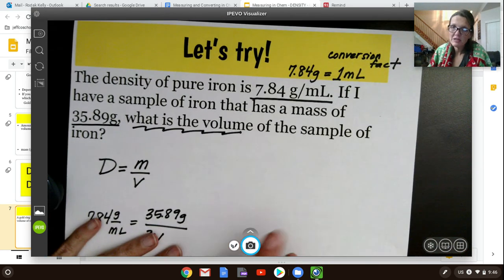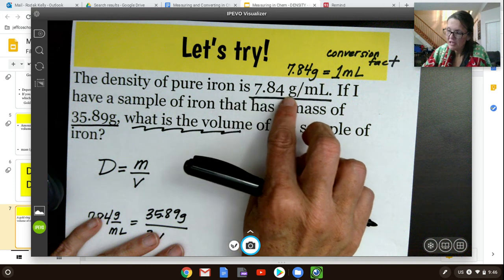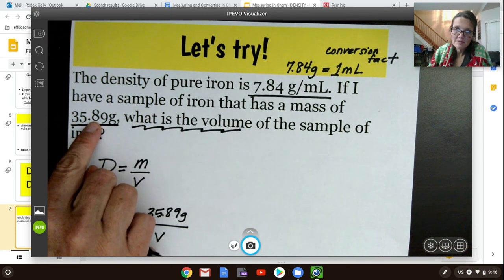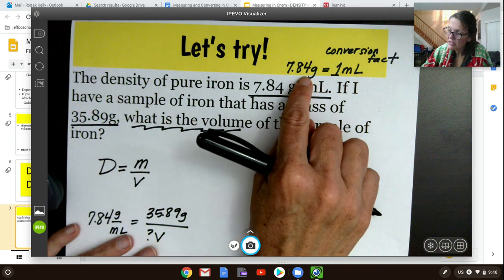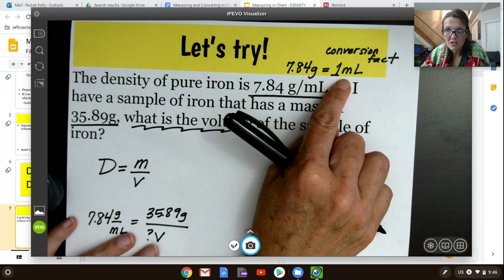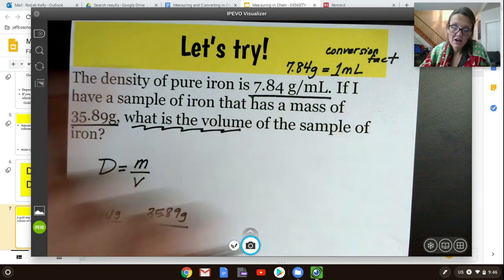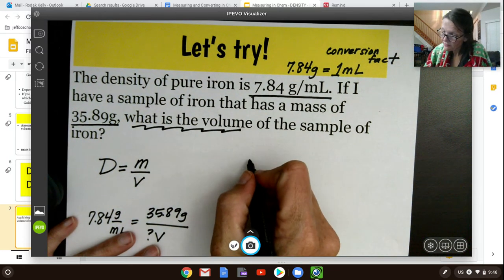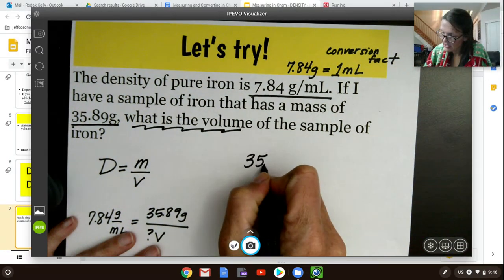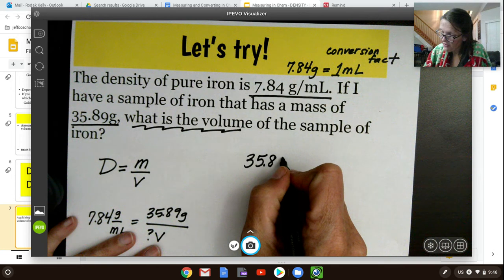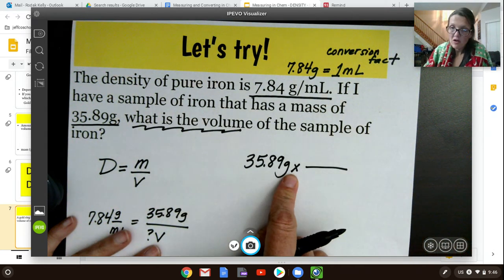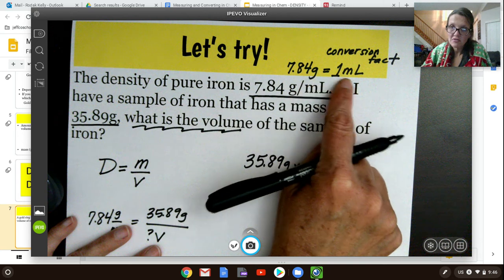Another way goes back to what we just discussed about how this becomes a conversion fact. If we know how many grams we have, we can use this conversion fact written as a fraction, just like we did with our unit conversions, and that will give us our volume as well. So you would take 35.89 grams as your starting point, and multiply it by the conversion fact written as a fraction.